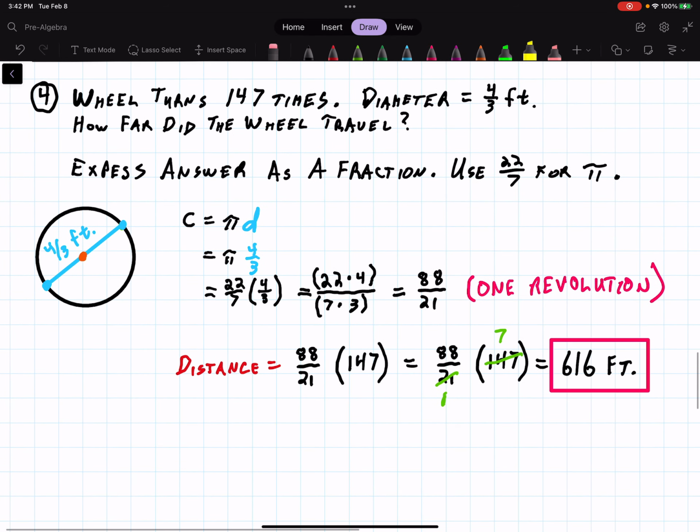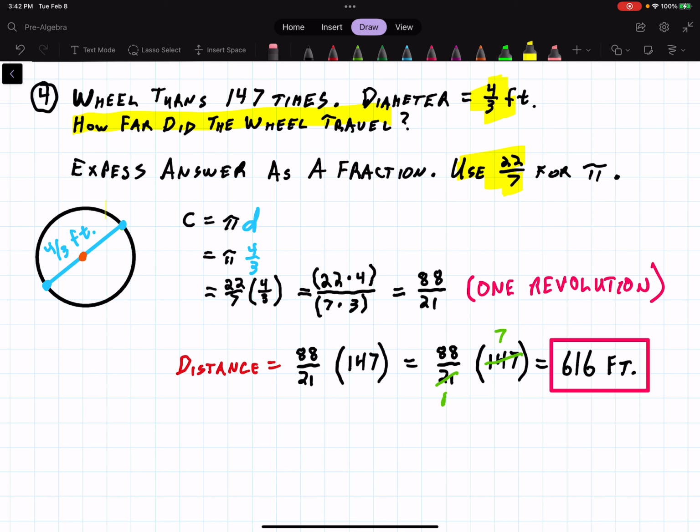All right, let's say a wheel turns 147 times. The diameter of that wheel is 4/3 of 1 foot. How far did the wheel travel? We know that if it travels one time around, it's going to go 4/3 of a foot. Okay, so our problem here says instead of using 3.14 for pi, let's use the fraction 22/7. Okay, so we're going to do that.